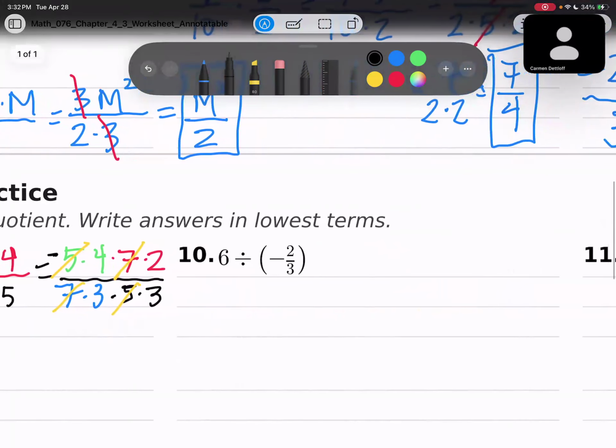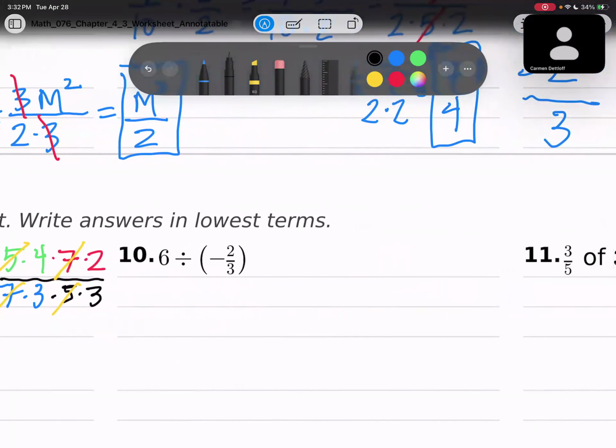Okay, got another one. 6 divided by negative 2/3. I'm going to write 6 as 6 over 1. And then my divide, I'm going to change that to multiply. And I'm going to flip the sign and it becomes negative 3 over 2. I flip the second term when I switch the sign from divide to multiply.